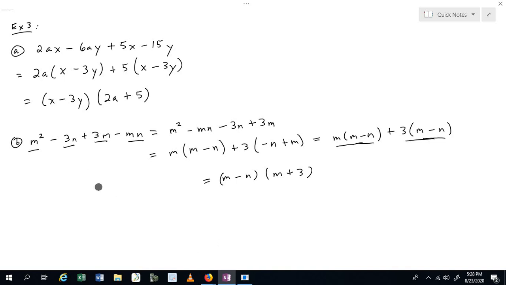Okay, so these are a couple of good examples to illustrate how we use factoring by grouping to factor polynomials that happen to have 4 terms in them. Okay, now factoring by grouping only works if you have 4 terms, and like I said before, just because it has 4 terms doesn't necessarily mean it's going to work. And sometimes you have to rearrange the order in order to make it work, like we did in part B. So just be aware of that.